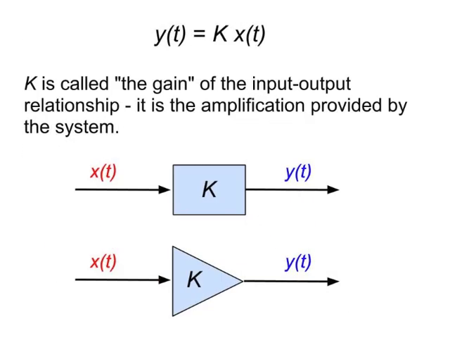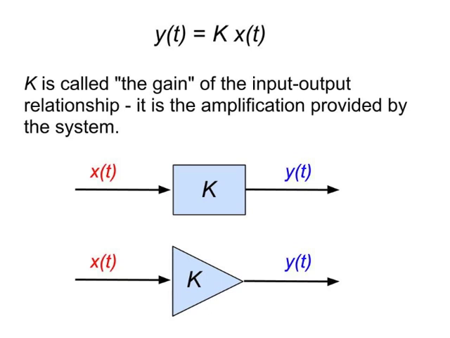You'll note that the constant k relates the input signal x to the output signal y. And since this is a relationship between an input and an output signal, then we can think of the constant k as a system. It's a very simple system, but recall a system is something that takes an input signal and produces an output signal.